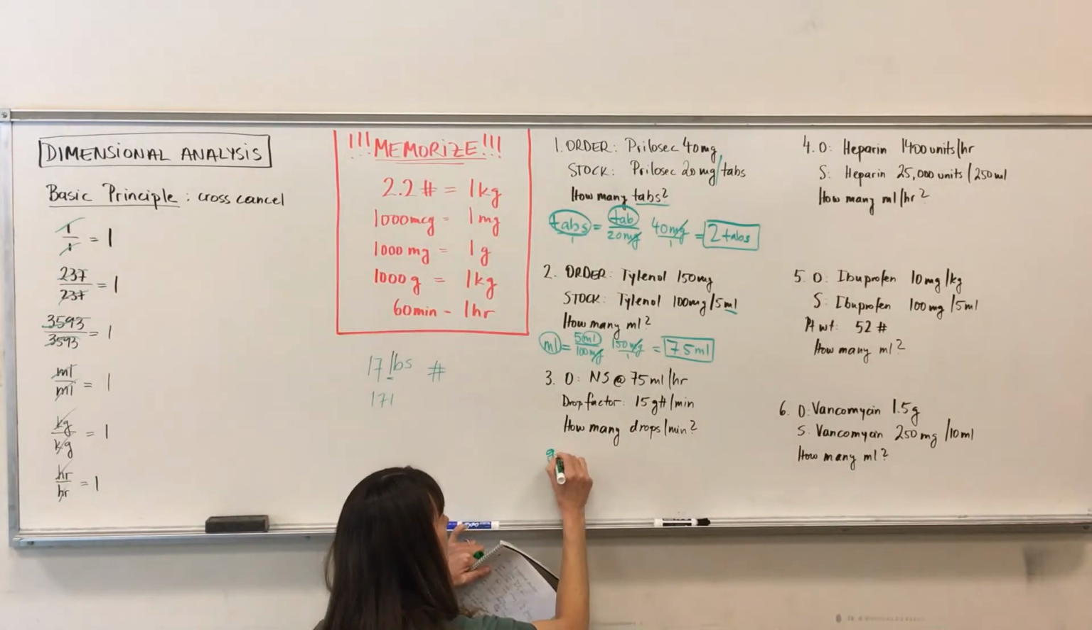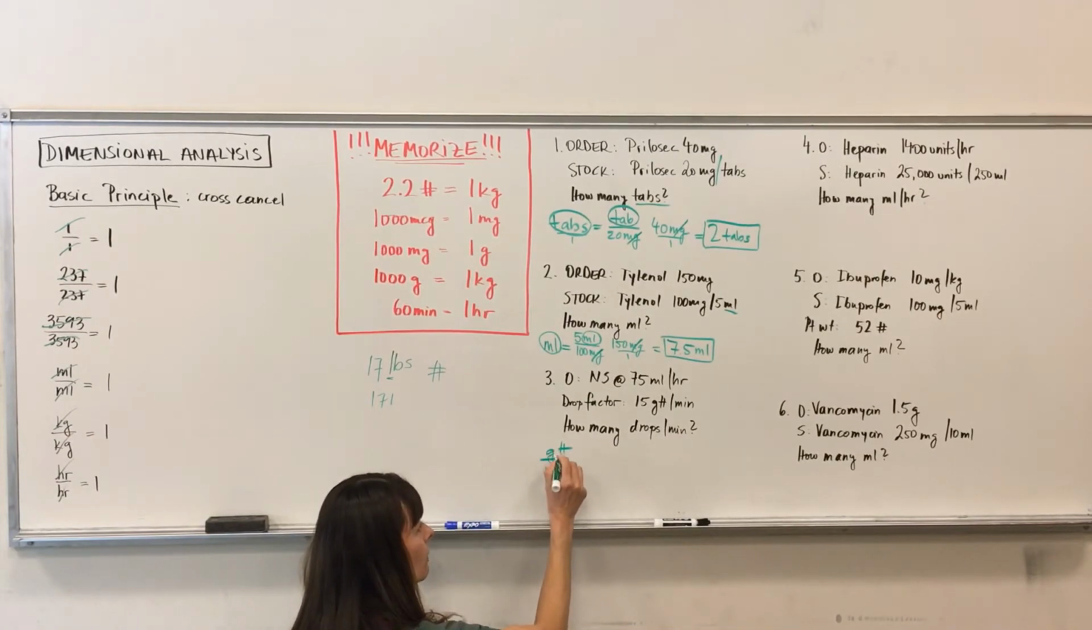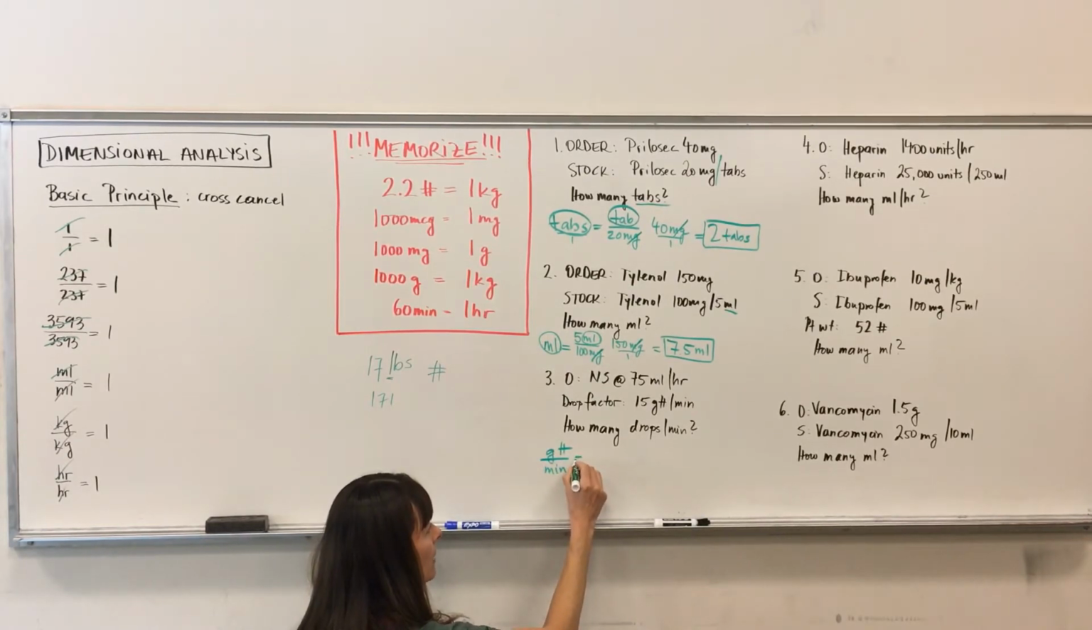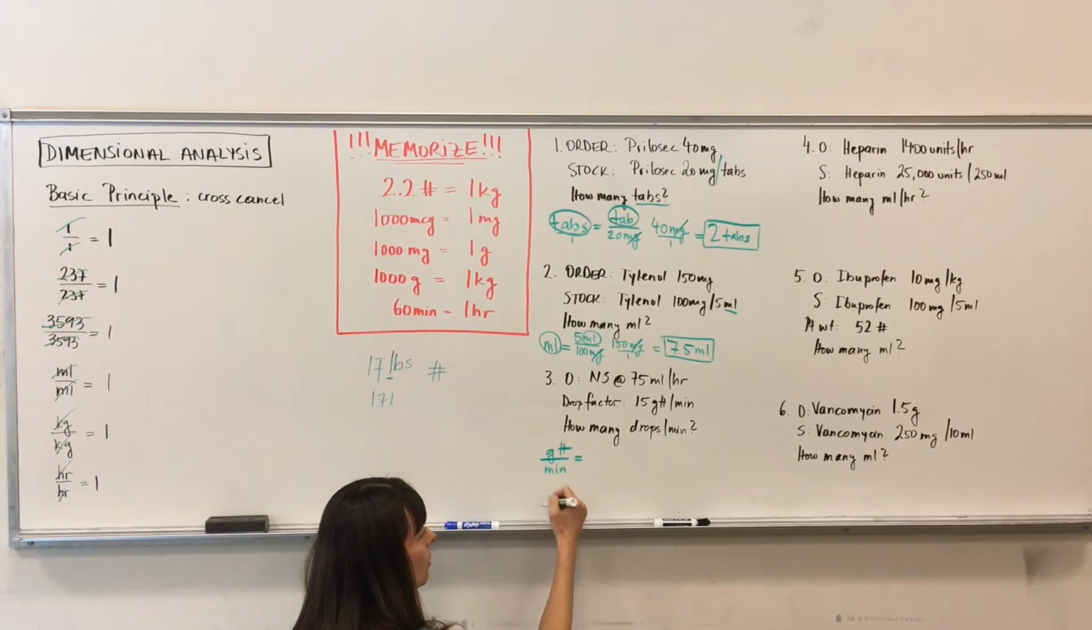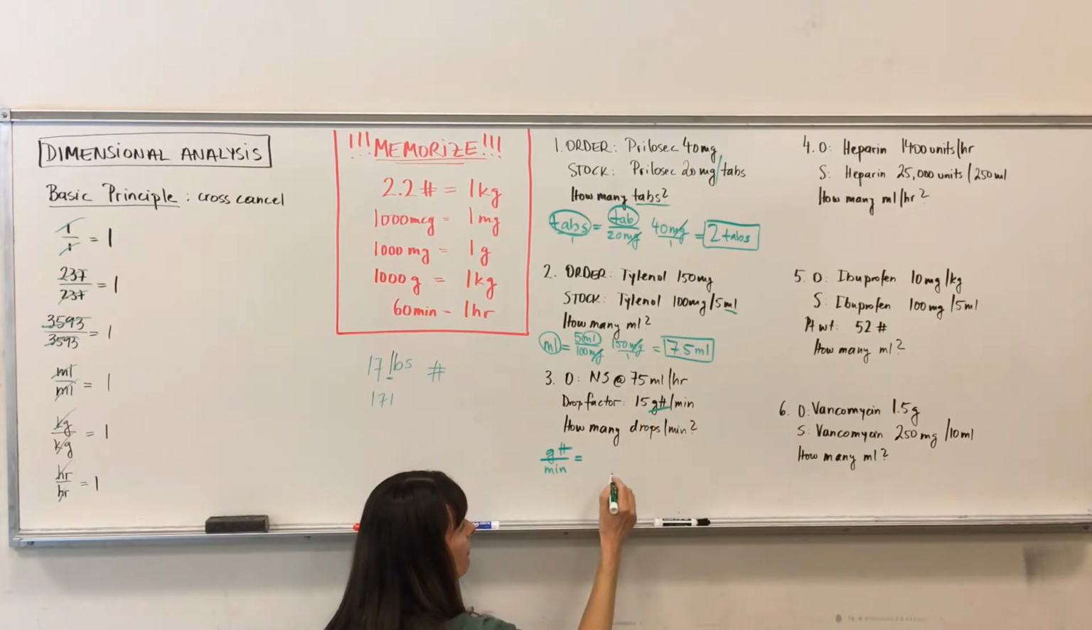So GTT per minute. And please always write this in a fraction with a numerator and a denominator, on the top and the bottom. And again, this is what I'm looking for, so I put equals. Now I look in here as to what I have given that has drops. So right here I have my drops. So 15 GTT per minute.